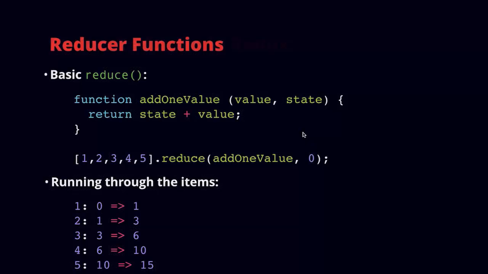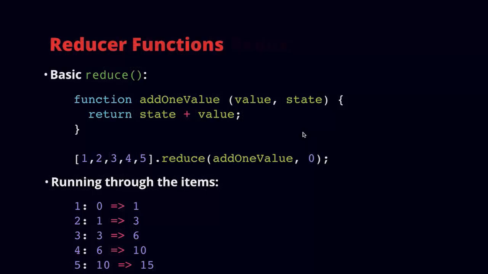On the third invocation, the value is 3, the third item in the array. The state is the previous output, which is 3. So 3 plus 3 is 6. Then our next item in the array is 4. The previous state is 6. 4 plus 6 is 10. And then finally, for the last invocation, we look at the last item in the array, which is 5, and the previous state, which is 10. And 5 plus 10 gives us 15.